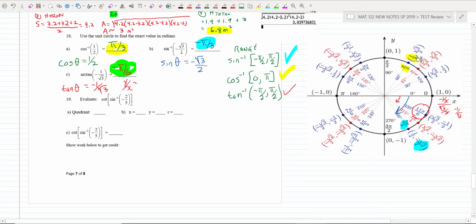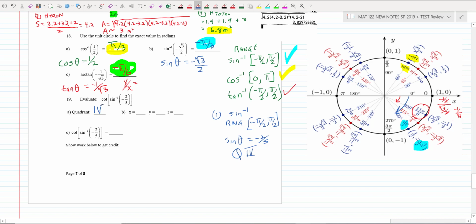Okay, so moving down to this next problem, the first thing that you want to do is kind of figure out the quadrant you're in. So since you have an inverse sine, the range is negative pi over 2 to pi over 2. So since you have a negative number, you have sine of theta equals negative 2/5. That means you're in quadrant 4. Okay, so remember the sine is negative in quadrants 3 and 4, but because of the range, that forces you to be in quadrant 4.